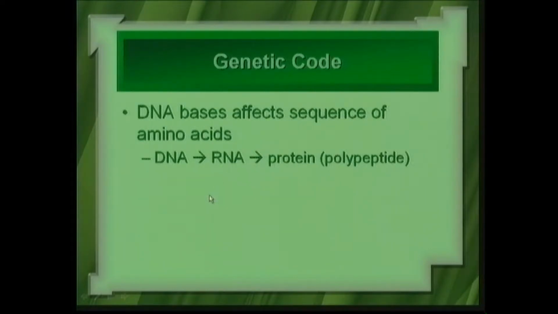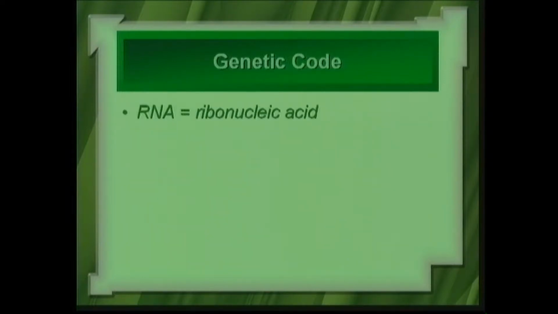So generally, a good thing to remember is the flow of genetic information: from DNA, the information goes to RNA, another kind of molecule, and that will code for amino acids that make up a protein. So DNA codes for RNA, codes for protein. RNA, of course, is ribonucleic acid. There are differences between DNA and RNA.